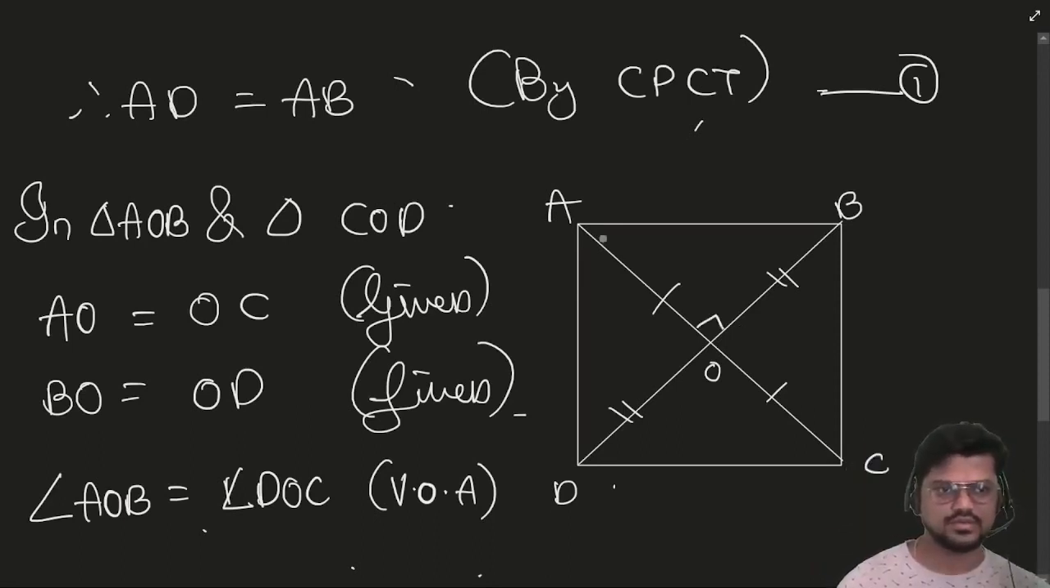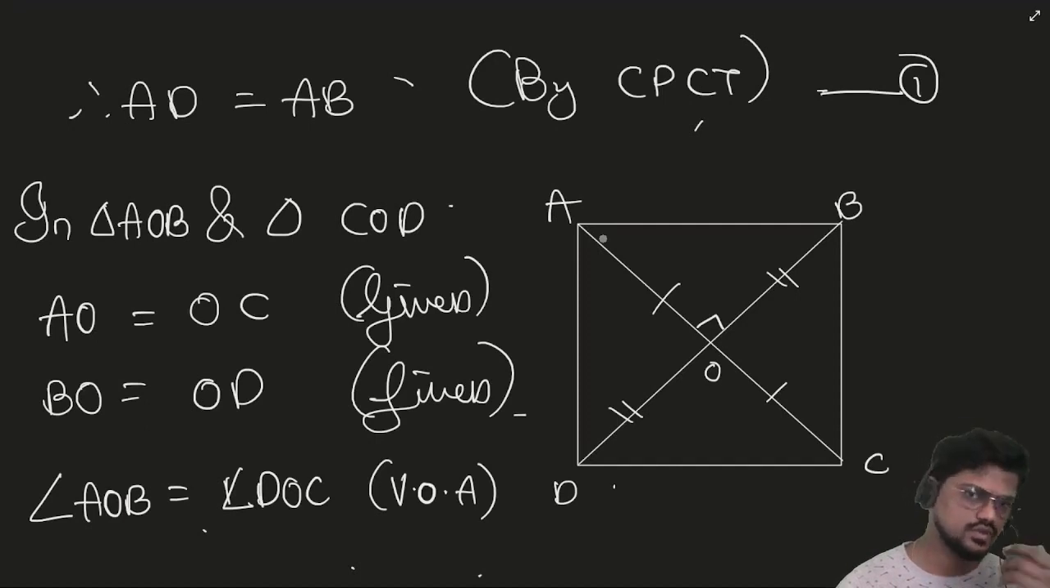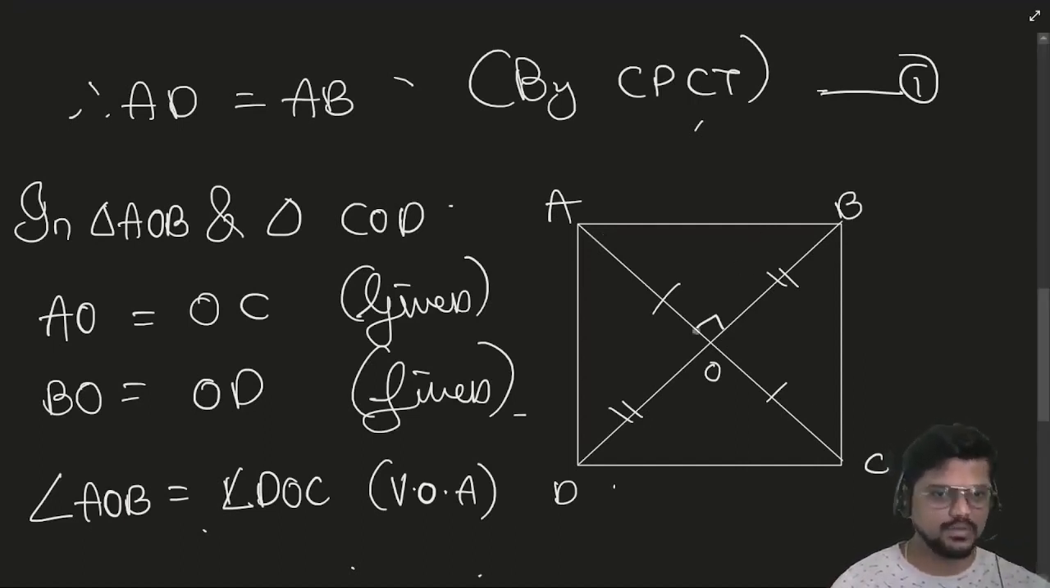Wait. Triangle ADC and BCD. What will we do if we prove them congruent? Then the diagonals will be equal. Yeah, perfect. That's the answer. Then AC will be equal to BD. Then half of AC will be equal to half of BD. Half of AC is this side, and half of BD is this side.